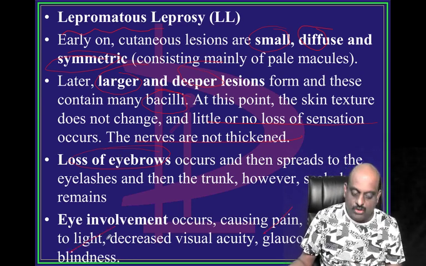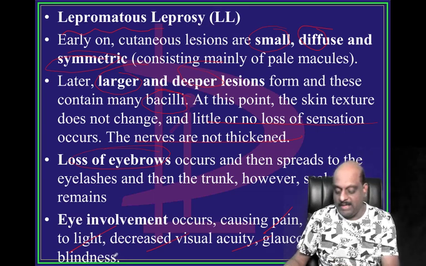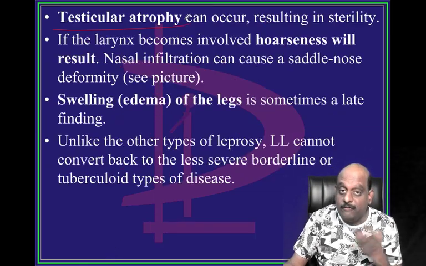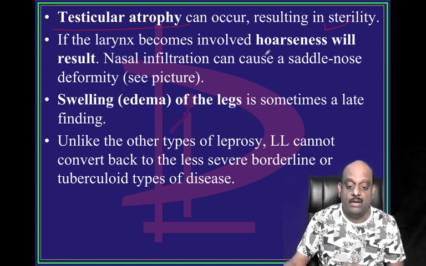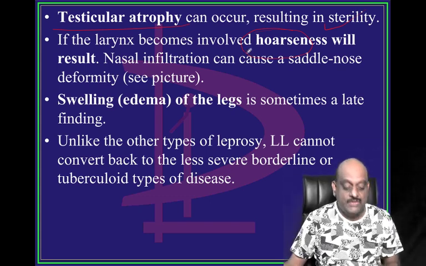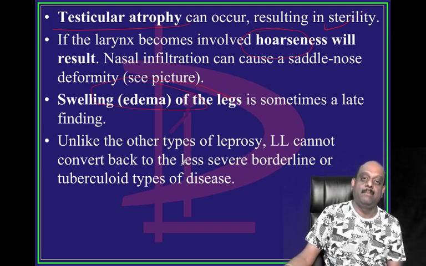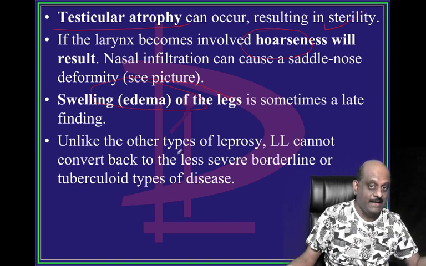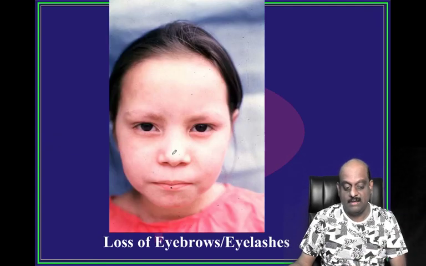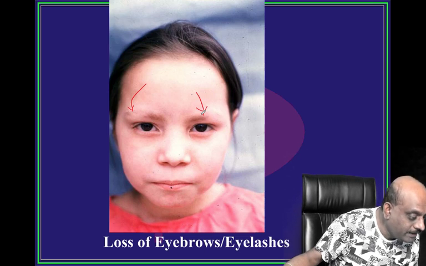Pain, photosensitivity, decreased visual acuity, glaucoma, blindness, etc. There can be testicular atrophy, which can lead to sterility in lepromatous leprosy. The larynx can be involved, hoarseness can be there, saddle nose deformity can be there, swelling of the legs. But what is the difference between borderline lepromatous and lepromatous leprosy? Borderline lepromatous can regress. Lepromatous leprosy does not regress. Madarosis, loss of the eyebrows, is what you need to remember.